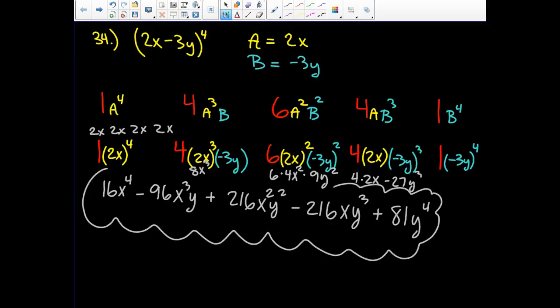How many terms does this thing have? 1, 2, 3, 4, 5 terms, right? What degree? 4th, which we call quartic. Yeah, it's a quartic polynomial. Okay, so that's the binomial expansion question we did, 34.